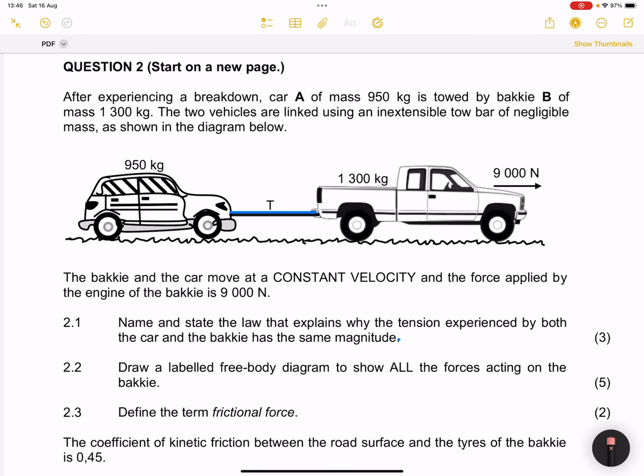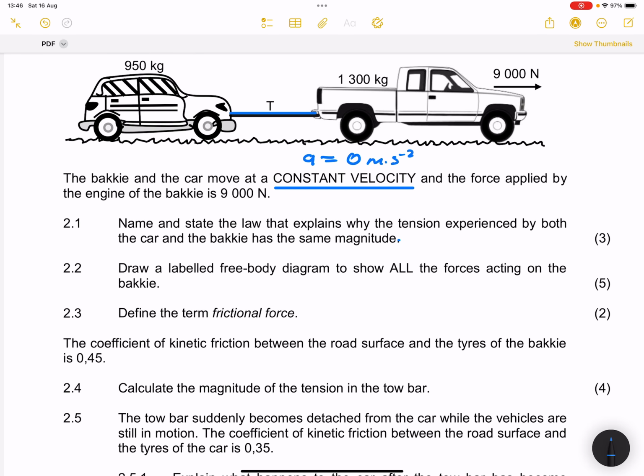Now, they say the Bucky and the car move at constant velocity. Very important again for us to highlight. Remember, what does it mean when we've got constant velocity? It simply means that our acceleration is going to be 0 m/s², but it also means that the net force will also be equal to 0, right? Remember, F_net = ma. If a is 0, then it means net force is also 0, right? And they say the force applied by the engine of the Bucky is 9,000 newtons.